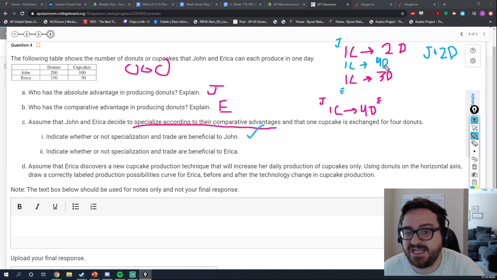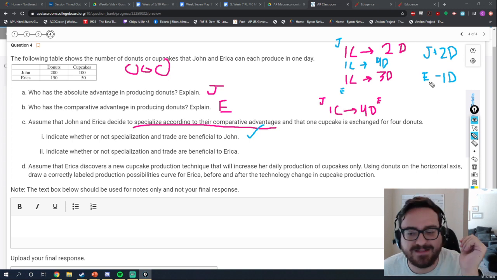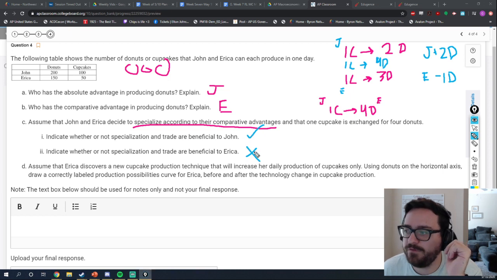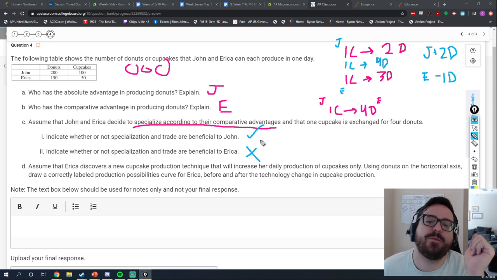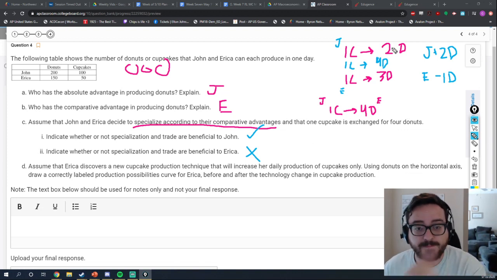Now she's being asked to give up 4 donuts for 1 cupcake, and that is not good. Because she's being asked to give up 1 more donut than before. She's losing a donut in this deal, compared to just doing it on her own. On her own, if she wanted a cupcake, she had to give up 3 donuts. With this trade, for 1 cupcake, she has to give up 4 donuts. That's a bad deal for Erica. So good for John, bad for Erica. That is a term of trade problem where it doesn't happen to fall in between the range.